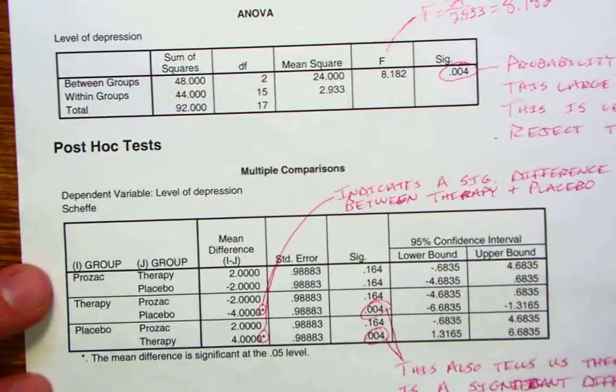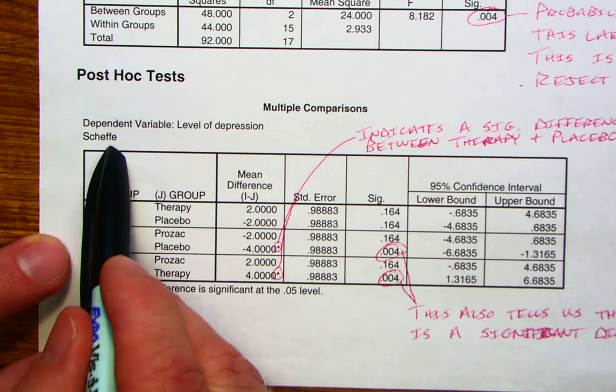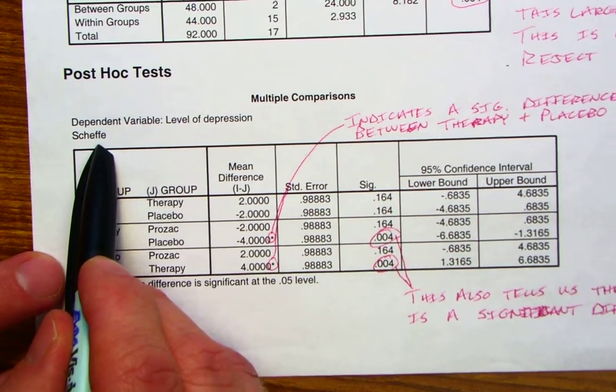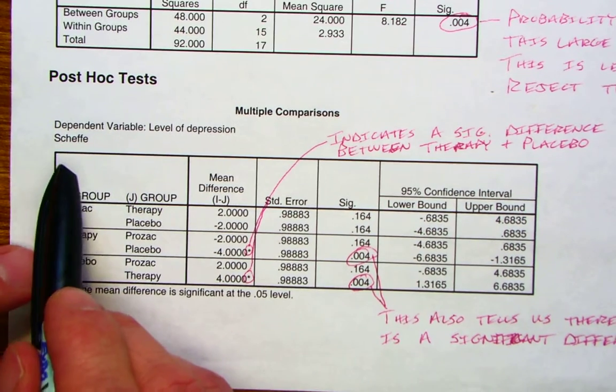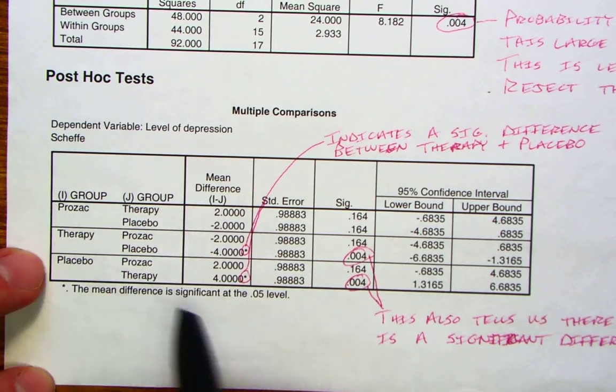And then down here we have our post hoc test. Actually here we have Scheffé's rather than Tukey's HSD, which is what we did when we did it by hand. And by the way, it's Scheffé's and not Chef's, so you know how to pronounce it.